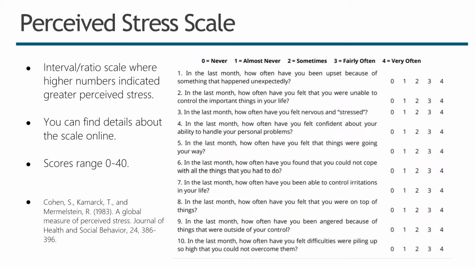And we typically consider variables like this, when you're summing up basically ordinal data, we still consider it to be interval data for the purposes of our analyses. So we can go ahead and compute means for those scale scores.